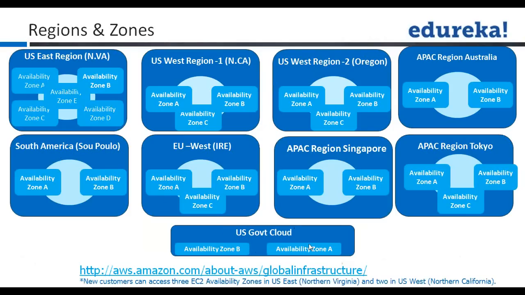One more region would be the US government cloud. That's for when you want to create an application for the US government. You have to follow certain standards and security standards. So Amazon has created another region called US government cloud. It's not available to everyone. For this region you have to request Amazon, and then it would be made available for you. Apart from that, 8 regions are available to you, and they have multiple availability zones. So US East has 5, West has 3, West 2 has 3, APAC Australia has 2, so different availability zones are available to you.